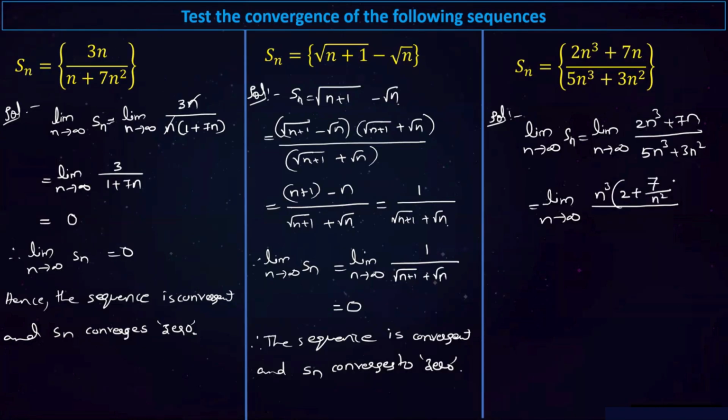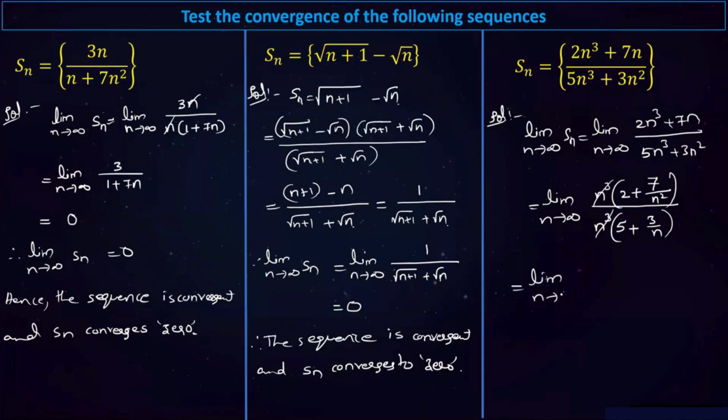n square. Right, already here is an n. When you divide it by n cube, we'll get n square. And similarly, even from the denominator, if you take n cube common, we'll get it as 5 plus 3 n square by n cube, we'll get 3 by n. So this n cube can be cancelled here. Then it is equal to, we'll get it like this.